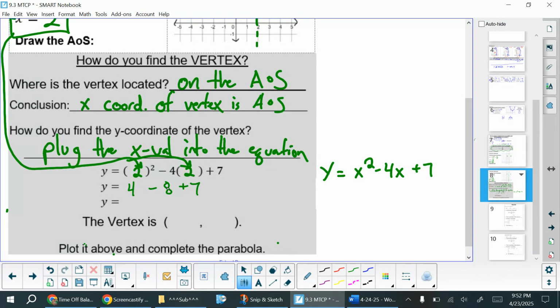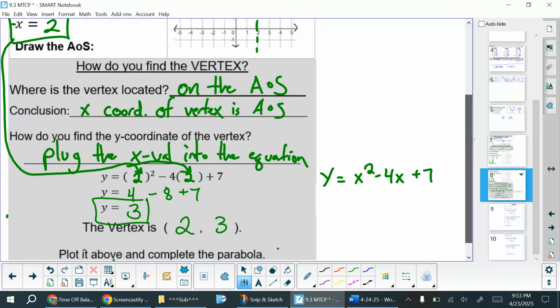And so 4 minus 8 is negative 4. Negative 4 plus 7 is 3. So my y-coordinate is 3. And then I think, okay, well, y-coordinate is 3. What's the x-coordinate? Wait a minute, we already did that. We plugged in 2. 2 is the x-coordinate. So the coordinate (2, 3) is our vertex.